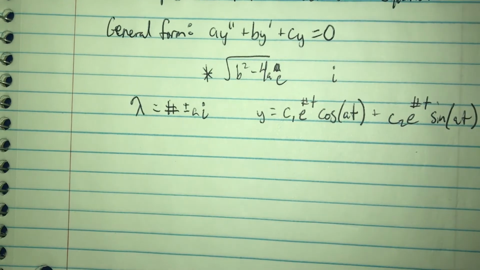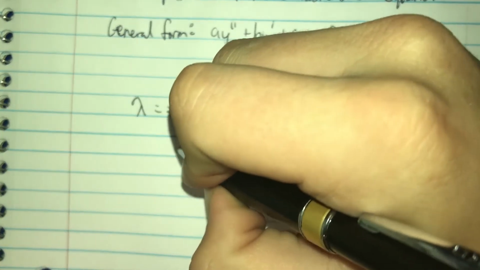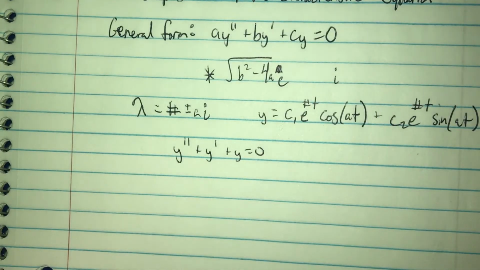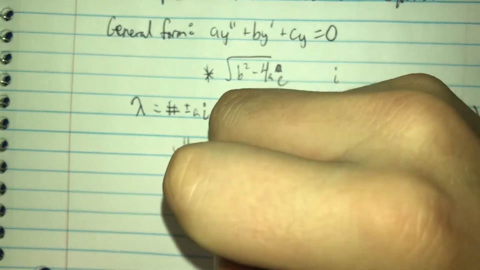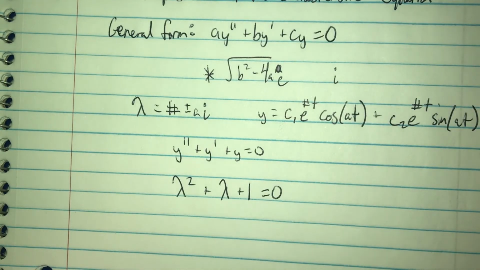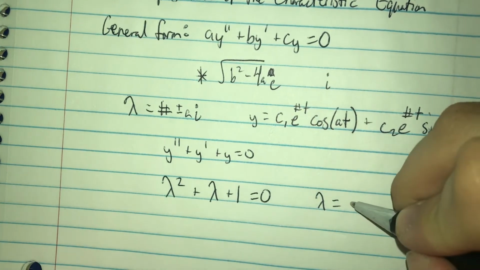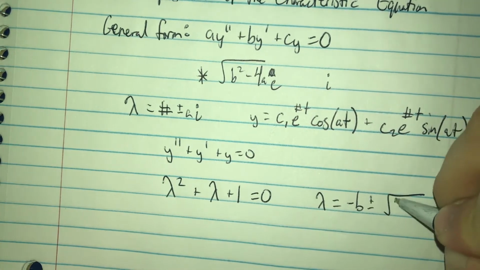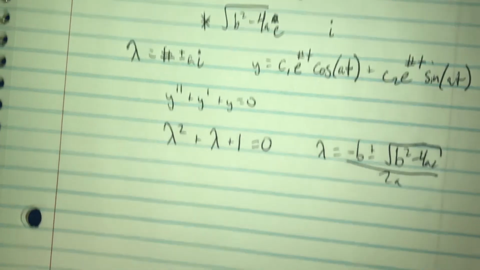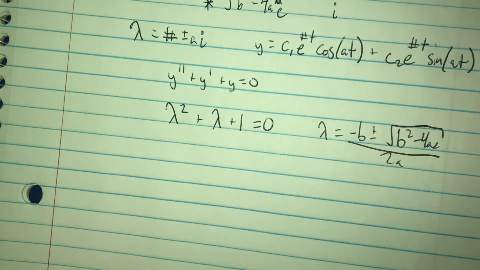So let's actually start off by doing a problem from the Boyce DiPrima textbook. In the text, we see we have y double prime plus y prime plus y is equal to 0. So just like last time, we can say lambda squared plus lambda plus 1 is equal to 0. So off to the side, I'll just write out the quadratic formula over 2a. Okay, so we know a is 1, b is 1, and c is 1.